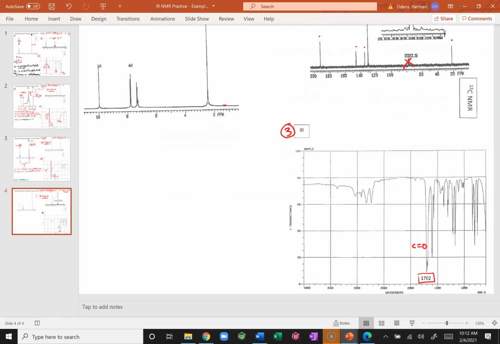All right. What is this thing here? That is an overtone. Very good. Ignore that. So if you take 1702, multiply that by 2, that is roughly right at 3404. And that's exactly what we have here. If we go like this, that's close to it. So this is an overtone. We're going to ignore that little blip.